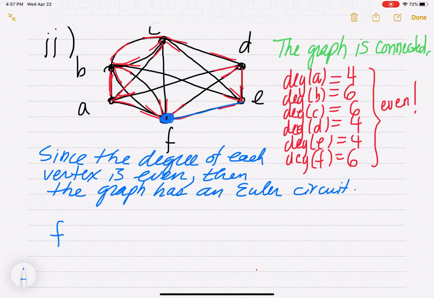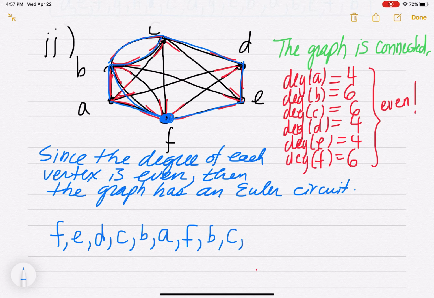I'm going to go from F to E, E to D, D to C, C to B, B to A. Then A to F. I'm going up to B, F to B. Then from F to C, and C to E. From E, I only have one direction I can go. I have to go from E to B now. At B, it looks like I have just one direction, so I can go back to F, B to F.